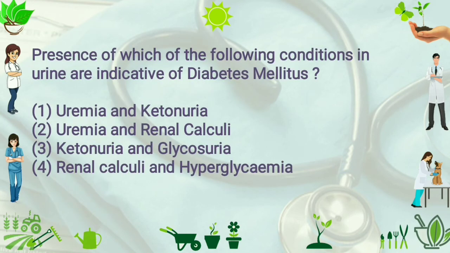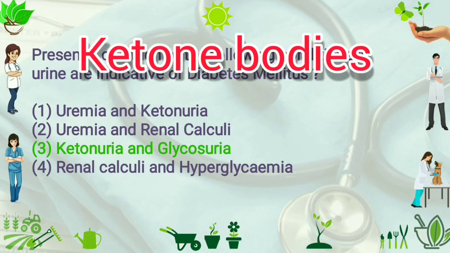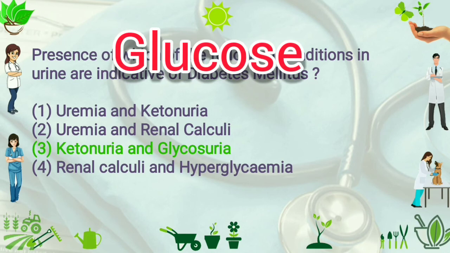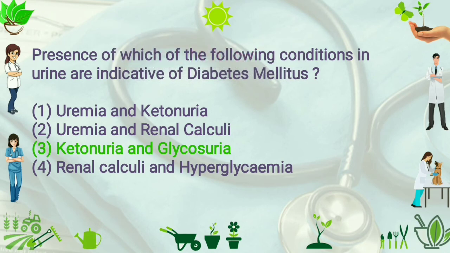Presence of which of the following conditions in urine are indicative of diabetes mellitus? Uremia and ketonuria, uremia and renal calculi, ketonuria and glycosuria, renal calculi and hyperglycemia. The correct answer is ketonuria and glycosuria. Ketonuria is the presence of ketone bodies and glycosuria is the presence of glucose in urine. These are the conditions in urine which are indicative of diabetes mellitus.